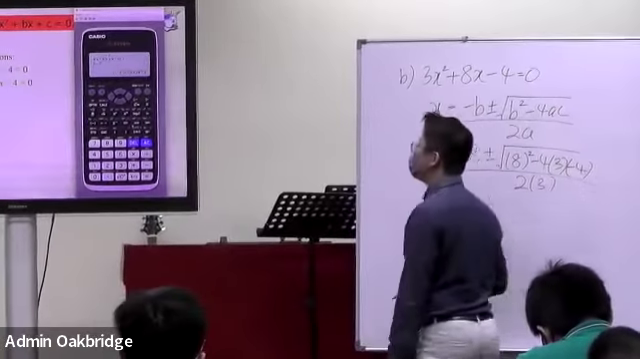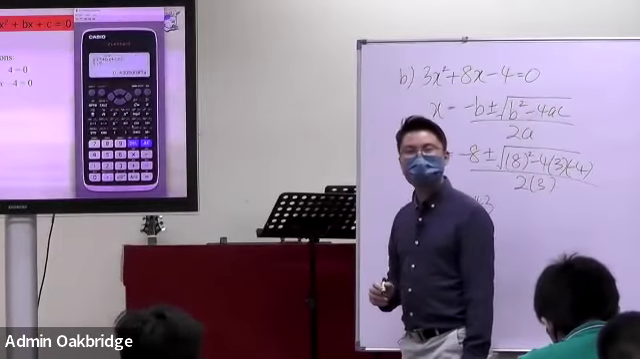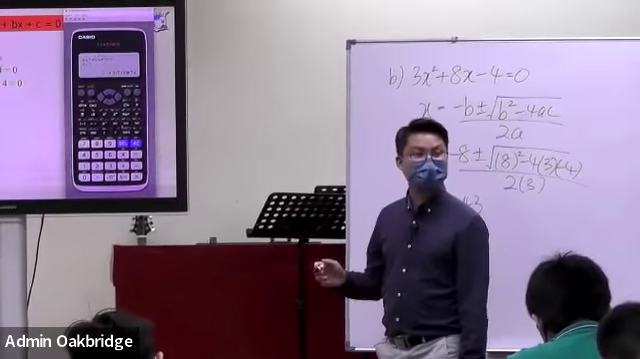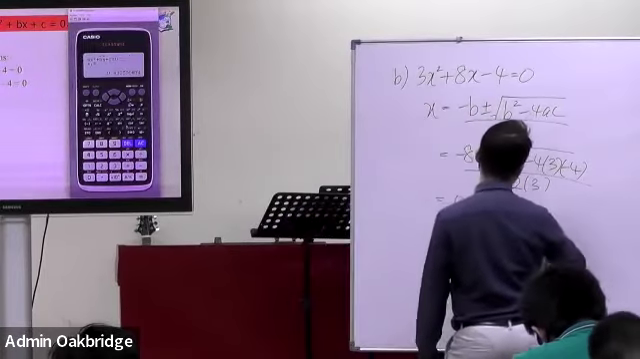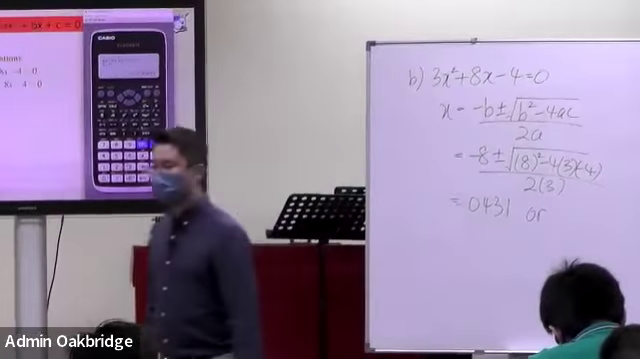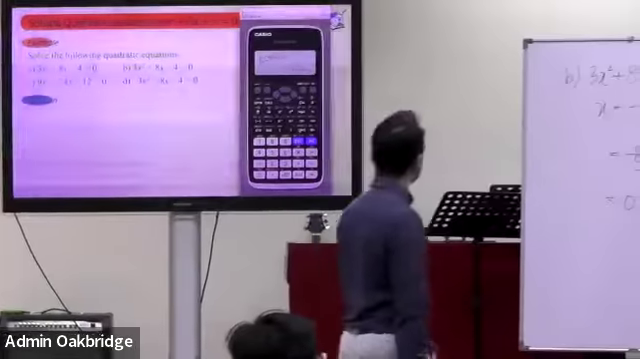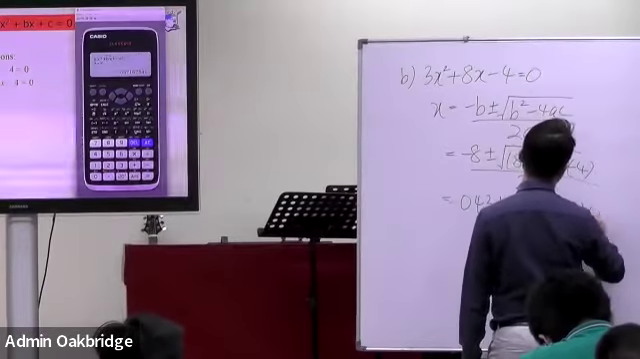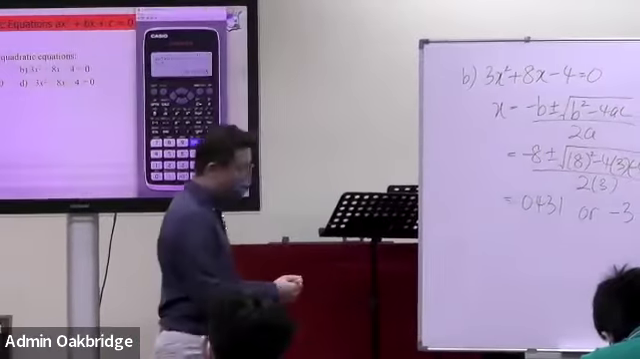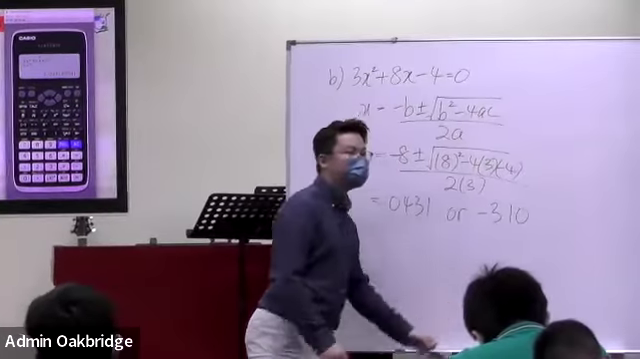0.443. How many decimal places? Is it about decimal places? No, it's about significant figures, 3 SF. So 0.431, or another one. All right, convert to decimal. Negative 3.10. Okay, so this is how to answer. You don't need to calculate using this quadratic formula. Show the answer from the calculator only.